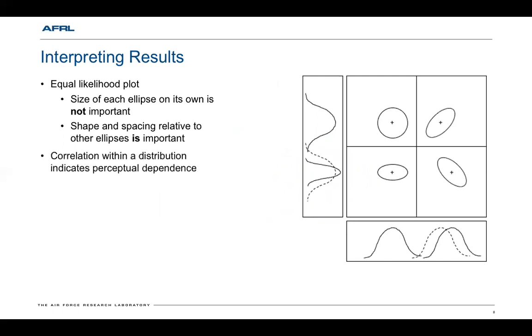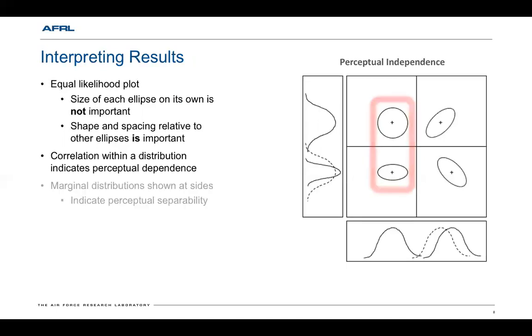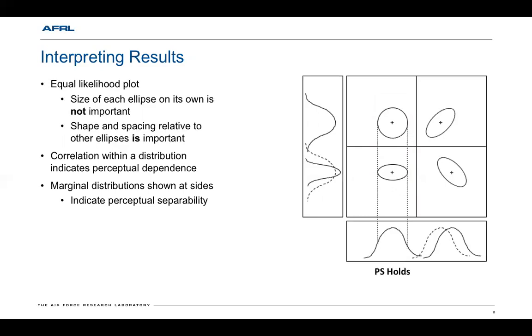For example, any correlation in an ellipse indicates that perceptual independence has been violated for that stimulus. Here, the leftmost stimuli exhibit perceptual independence while the others do not. The marginal distributions shown in the left and bottom sides of the main graph tell us about perceptual separability. Perceptual separability holds for the first level of the x dimension with respect to the y dimension because these marginal distributions overlap. It fails for the second level because the means of these marginal distributions have shifted.